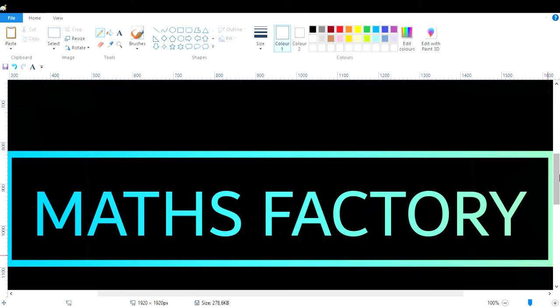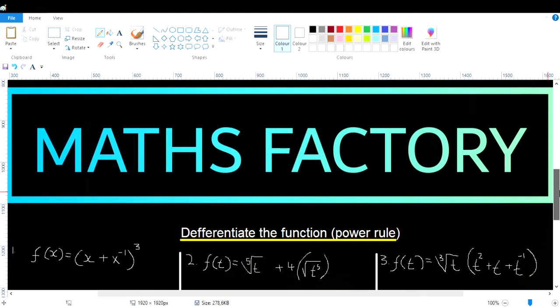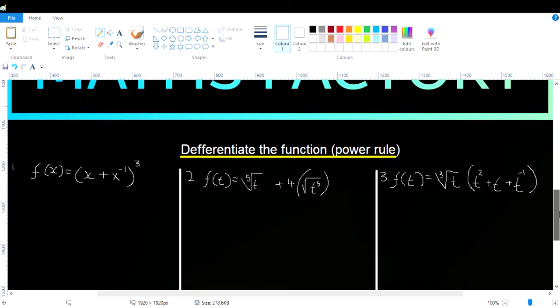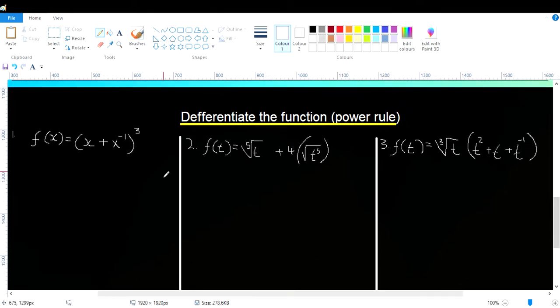In this video, I'm going to show you how to differentiate the functions. I'm going to apply the power rule. So with all that said, let's get started. Here on screen I have three equations. So I'm going to differentiate these functions applying the power rule.